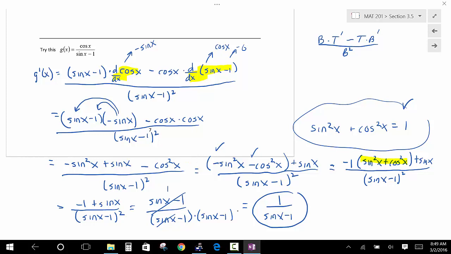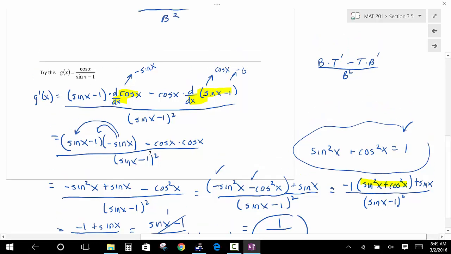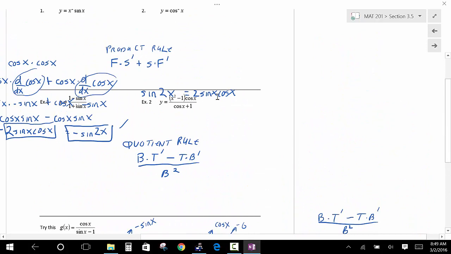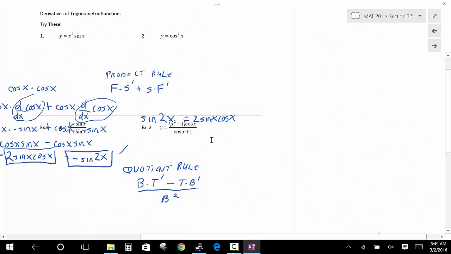Quotient rule, that's not the issue, but you do have to work with trig identities a lot on these problems. That's one of the reasons why we try to make our students in trig memorize those identities, because they keep showing up and you can't keep looking for them. They need to be up here, at least the basic ones do. Now let me move up here and do example 2.